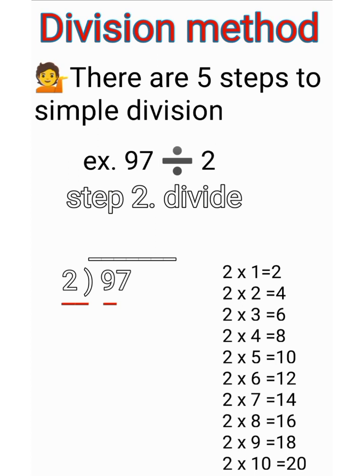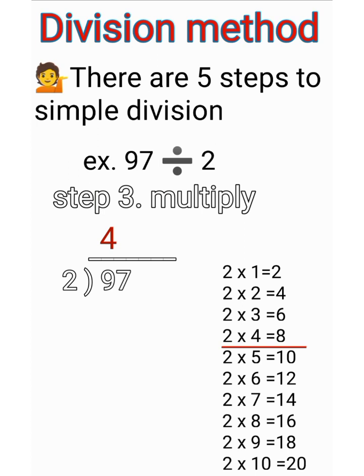Now moving on to step 2, divide. Here as the divisor is 2, we use the table of 2 to find a product which is equal to or less than and nearest to the digit of the dividend. Let's find the number 9 in the table of 2. Children, is there the number 9 in the table of 2? No. What will we do? We will find a number that is equal to or less than and nearest to the digit of the dividend 9. Yes, here we got it. It is less than 9 and nearest to 9. So we will write 4 as the quotient.